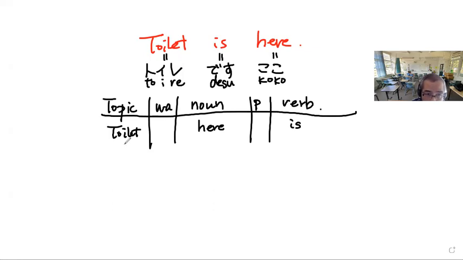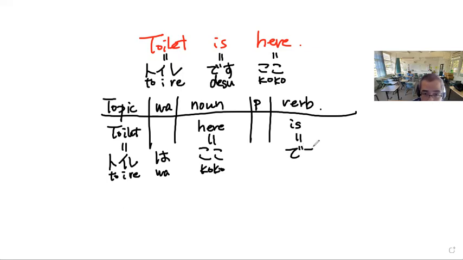How do you say that in Japanese? Okay, as we discussed, toilet is toire. Then writing down the topic marker は、トイレは、そしてここ。ここ means here. Then end with this. Okay. Then full stop. That's a small tiny circle in Japanese.